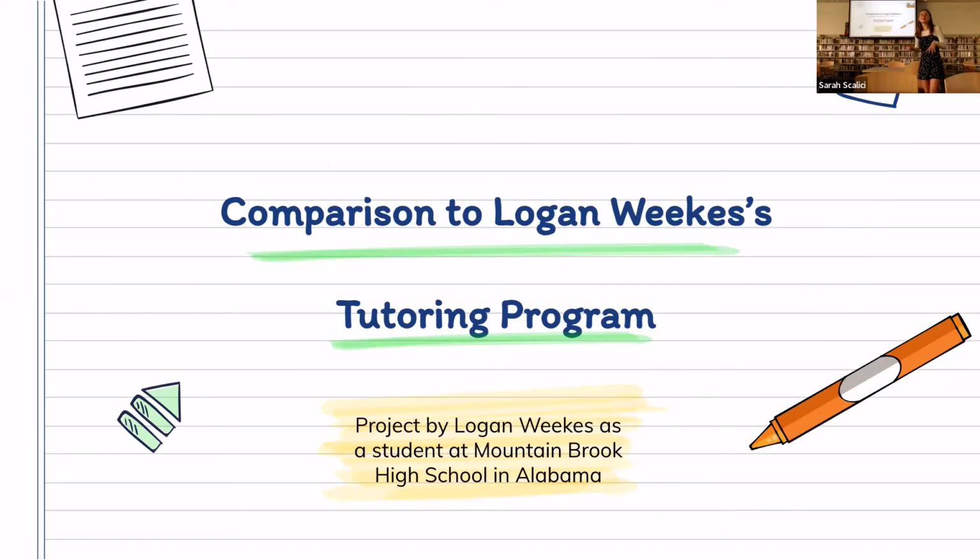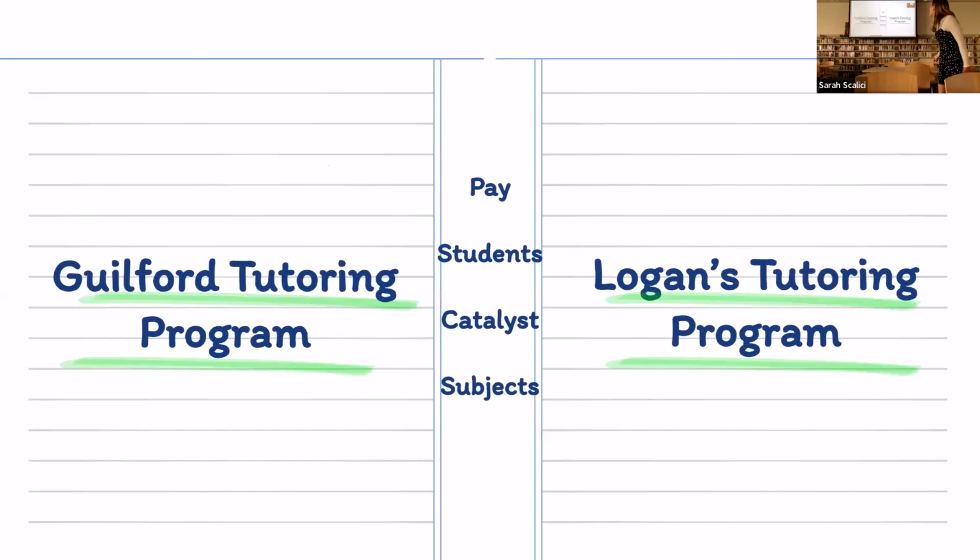So for my expert interview, I was able to reach out to a peer. This is actually Olivia Weeks's cousin. He lives in Alabama, and he also started a tutoring program. He's a student at Mountain Brook High School in Alabama. And so there are a lot of major differences. He actually got paid for his tutoring, and his was just him. It was independent. He didn't use any volunteers.